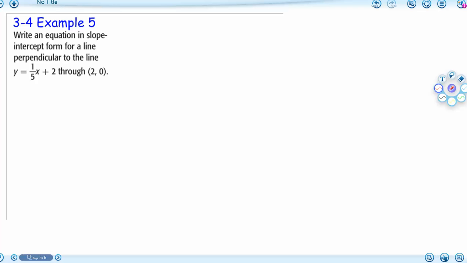Write an equation in slope-intercept form for a line perpendicular to the line y equals 1/5 x plus 2 through point (2, 0).